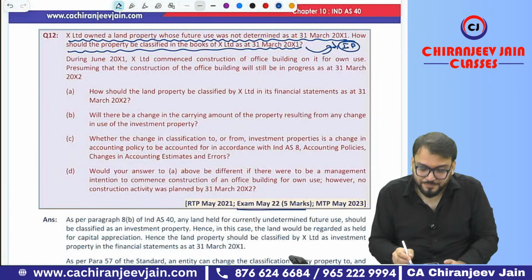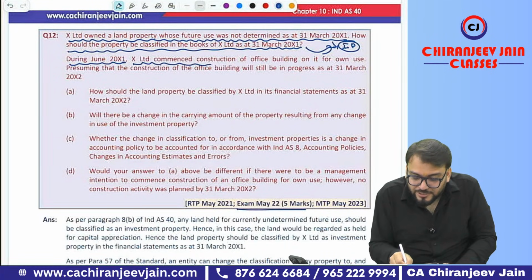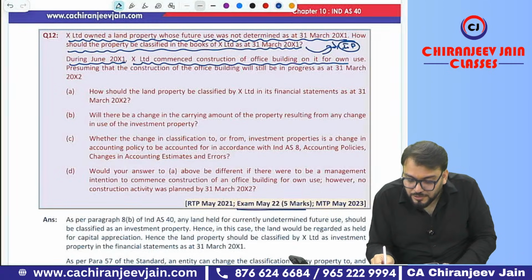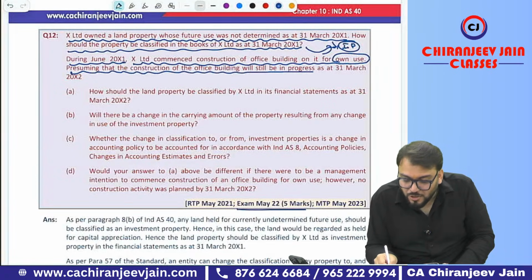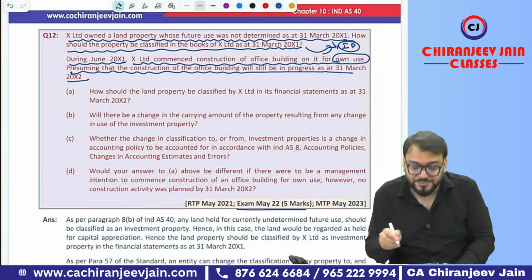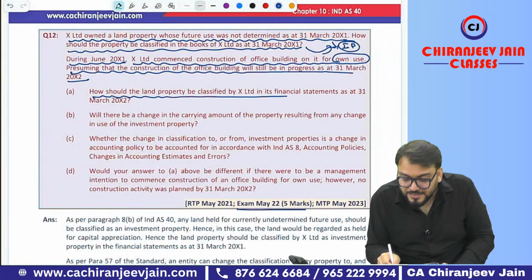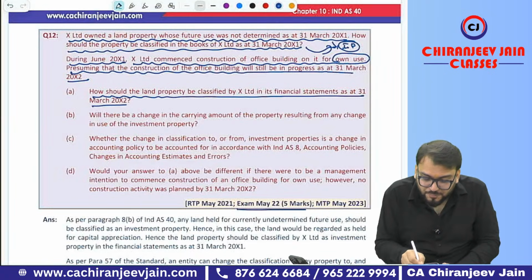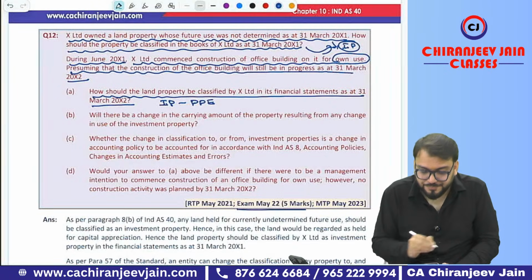So this is the answer. During June 2001, X Limited commenced construction of an office building on it for its own use. Presuming that construction of the office building will still be in progress as on 31st March 2002, can you say the purpose has changed now? How should the land property be classified by X Limited in the financial statements as on 31st March 2002? It will be reclassified from investment property to property, plant and equipment.